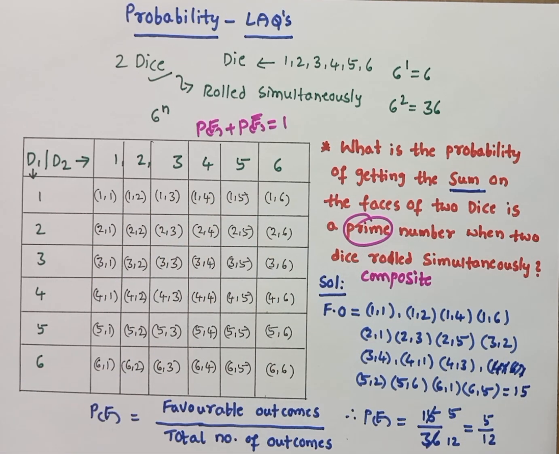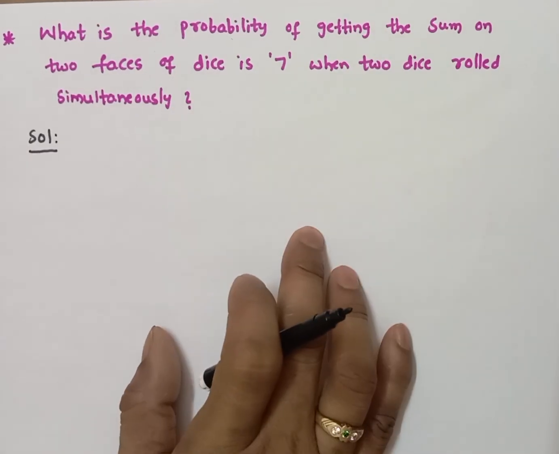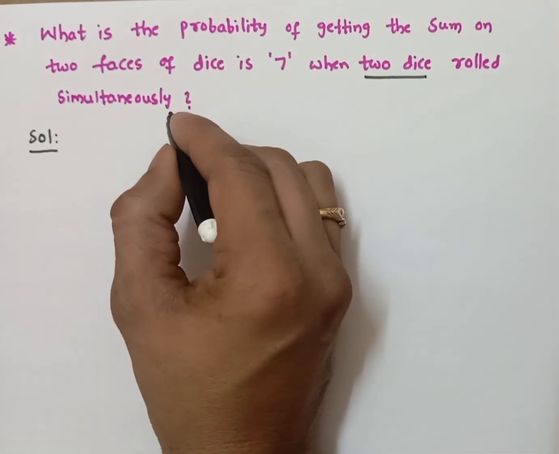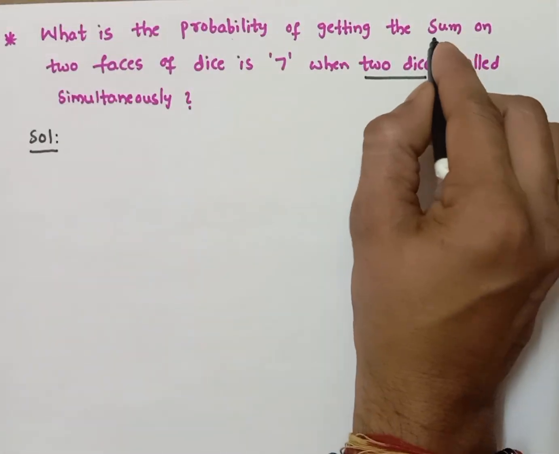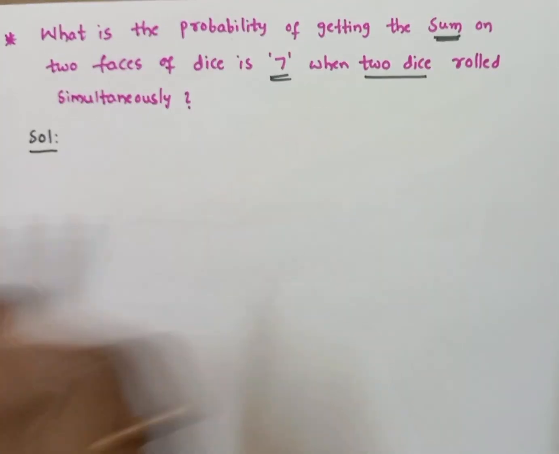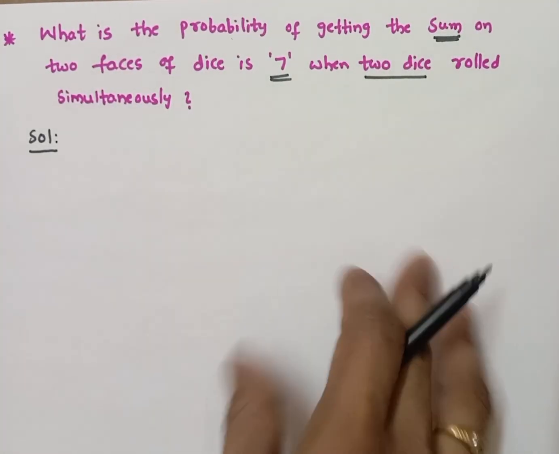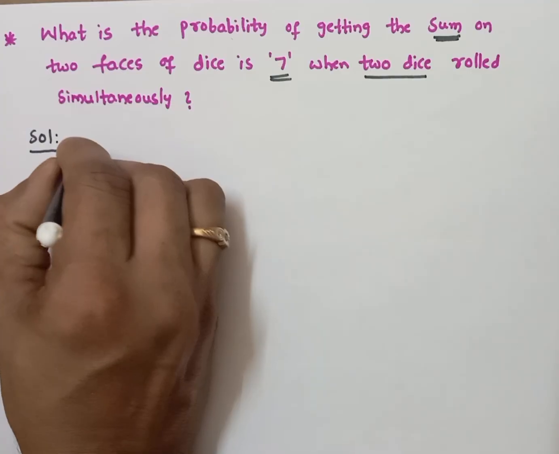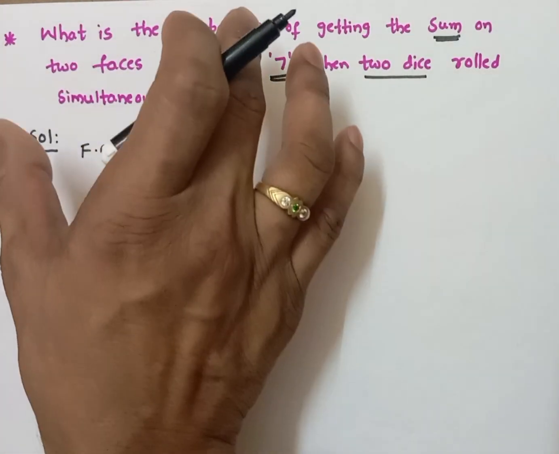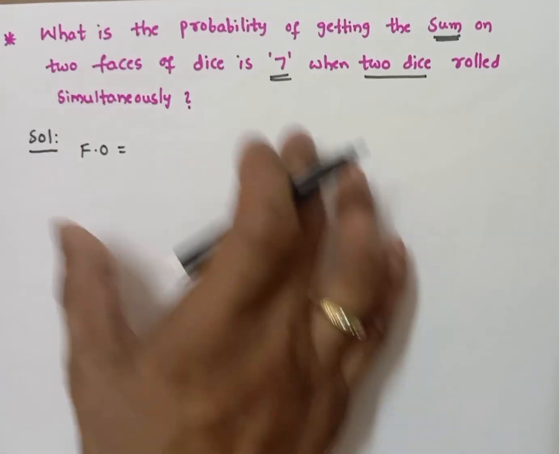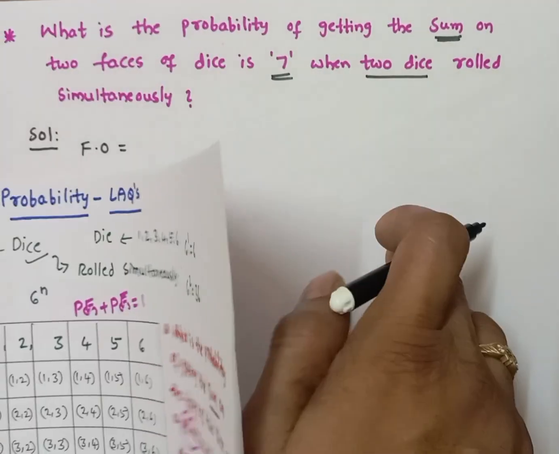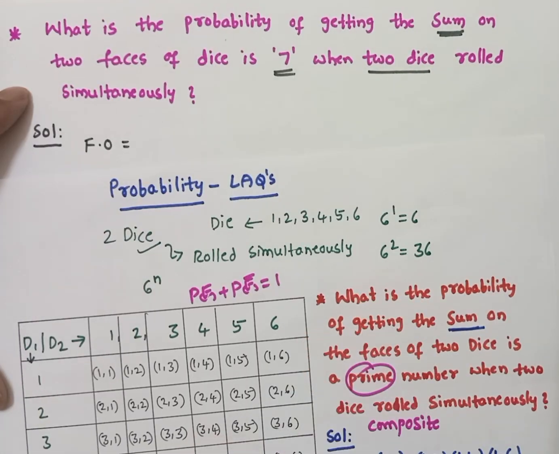Okay, we'll see one more question on the concept of two dice. Whenever two dice are rolled simultaneously, what is the probability of getting the sum on the two dice equal to 7? Previously we saw the sum equal to a prime number, and now we are looking for the sum equal to 7. First, we have to consider the favorable outcomes. I'm not writing the outcomes again. I'm using the previous one, but you have to write it. We will write all the possible outcomes here.